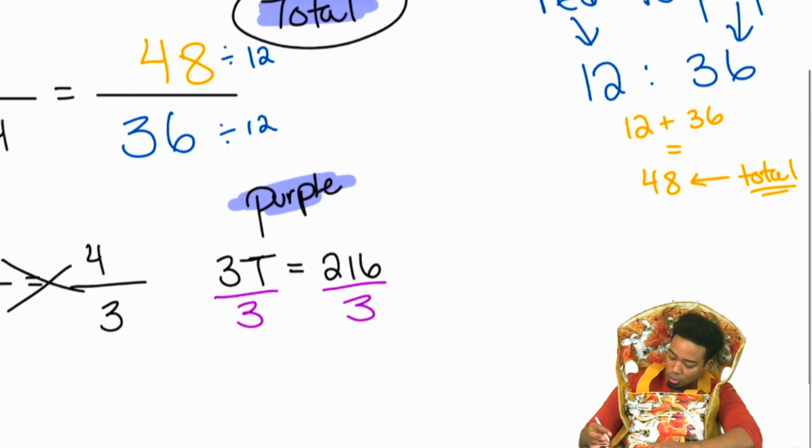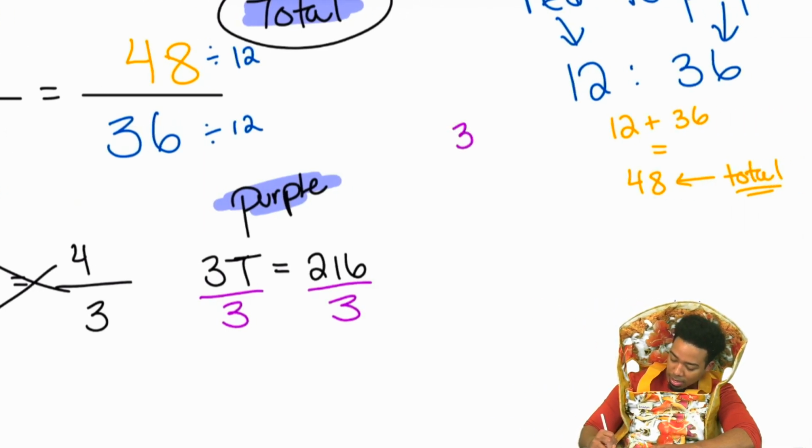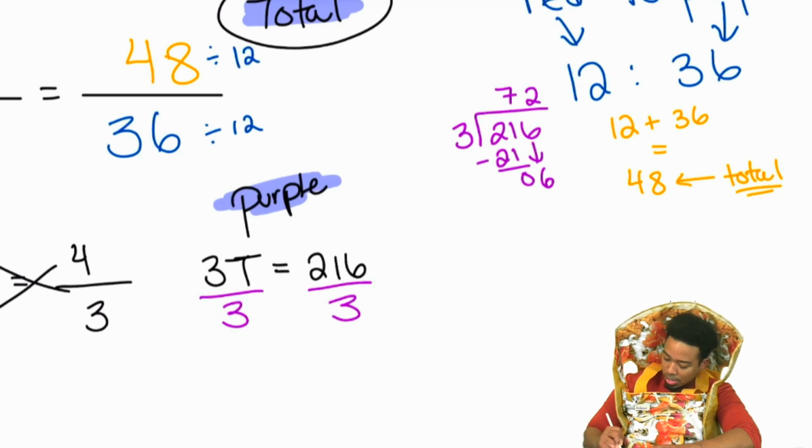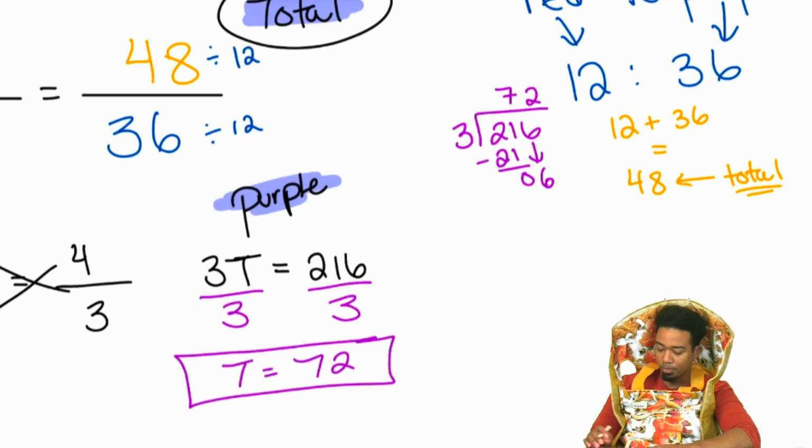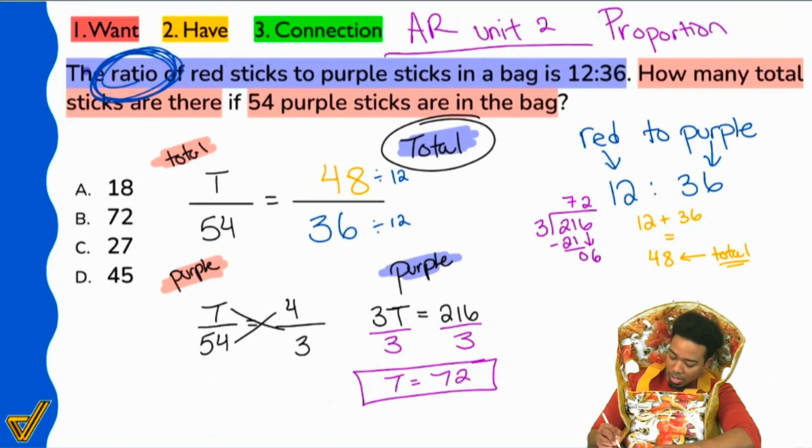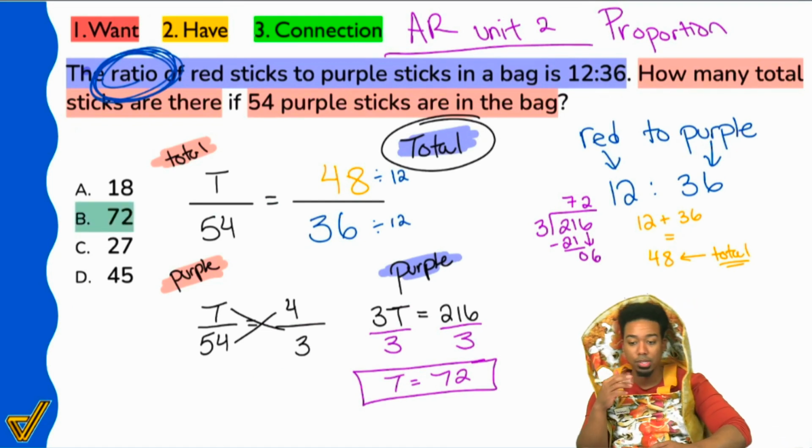So 3 goes into 216 how many times? Let's find out. 3 goes into 21 7 times. Then we have 6. 3 goes into 6 twice. That would be, again, 72. Boom. So the total number of sticks that we have, it will be 72. And that is answer choice B.